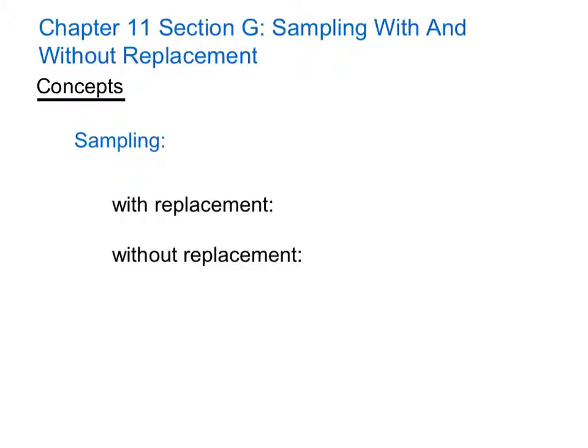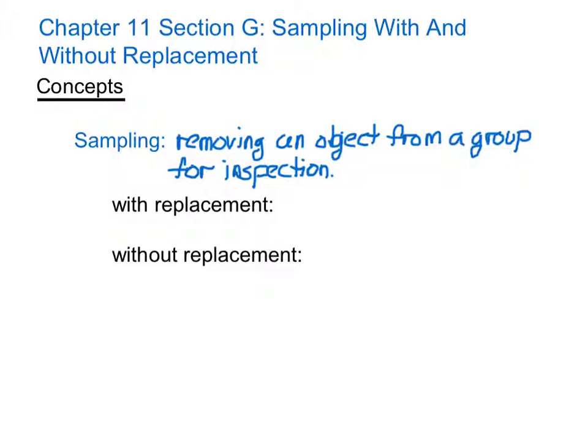In this video, we'll be looking at Chapter 11, Section G, on sampling with and without replacement. Sampling is simply taking an object from a larger group and inspecting it for some particular feature. Sometimes we want to put the object back after we have found out what we're looking for. For example, if we remove a marble from a bag of marbles to check its color, we can then put that marble back in and resample for another marble. So a sample with replacement is where an object is put back.